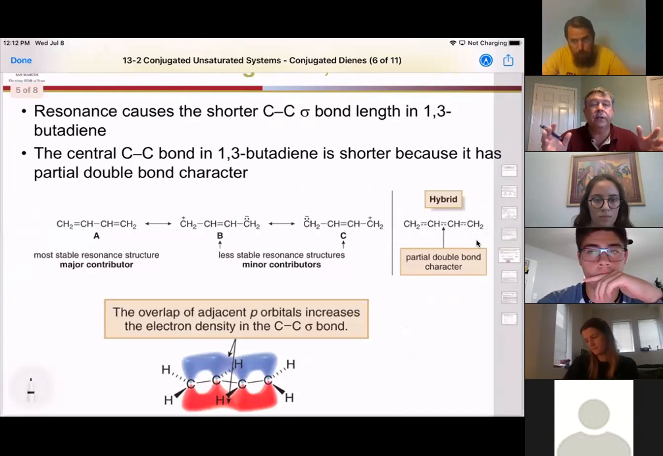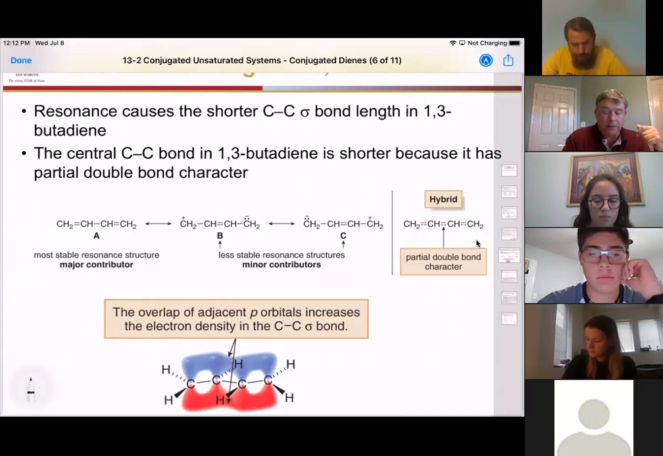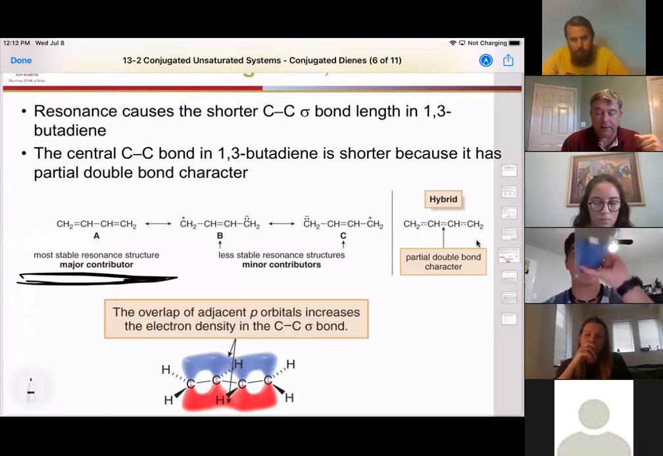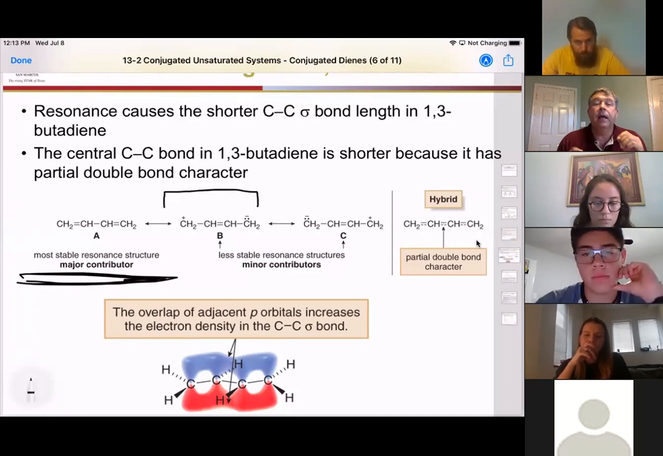So let's look at that resonance and that shorter carbon-carbon bond that's in between those two double bonds. If we look at our major contributor to this resonance structure, it's where we have those two double bonds separated by that one single bond. However, if we do a charge separation as a resonance structure where we have a positive charge on one side and a negative charge on the other, that double bond is now where the single bond was.